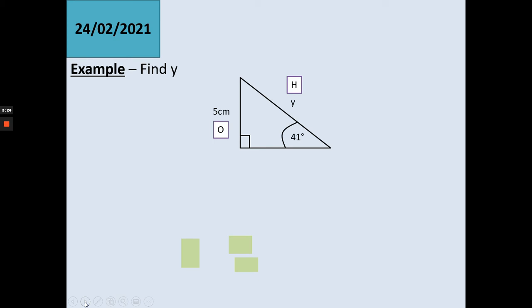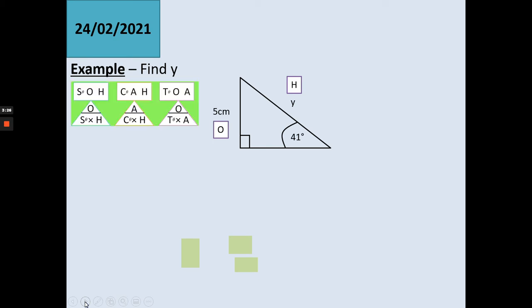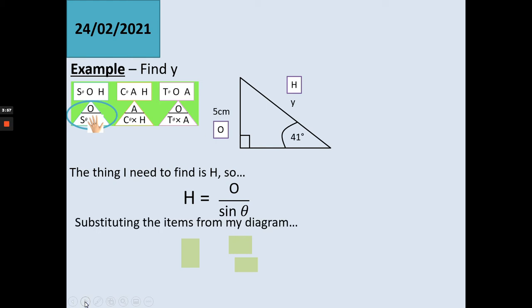If we write SOHCAHTOA out again, this time we've got hypotenuse and the opposite, so it's going to be the sine part of SOHCAHTOA. What we're looking for is the hypotenuse, so our hand is going to go over the H. There you go. When we've put our hand over the H, we're left with O on the top of a fraction and the sine of theta on the bottom. So let's pop that in. We've got that fraction there. Let's redo it with the numbers that we know.